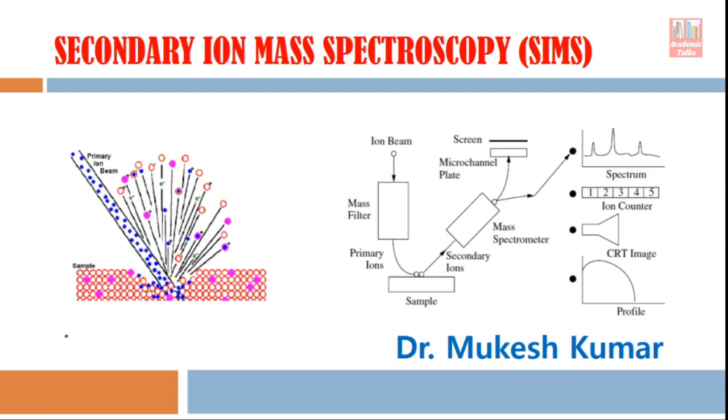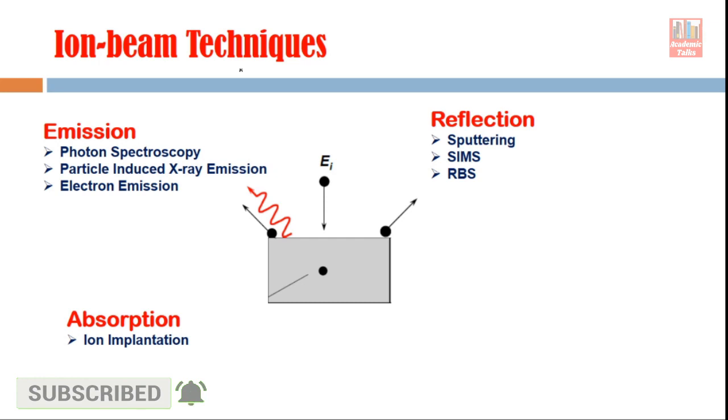Students, the title of today's lecture is Secondary Ion Mass Spectroscopy. You can see from its name itself that there is the word ion here. It means this technique is an ion beam based technique. So what happens in an ion beam based technique? You can see from here.